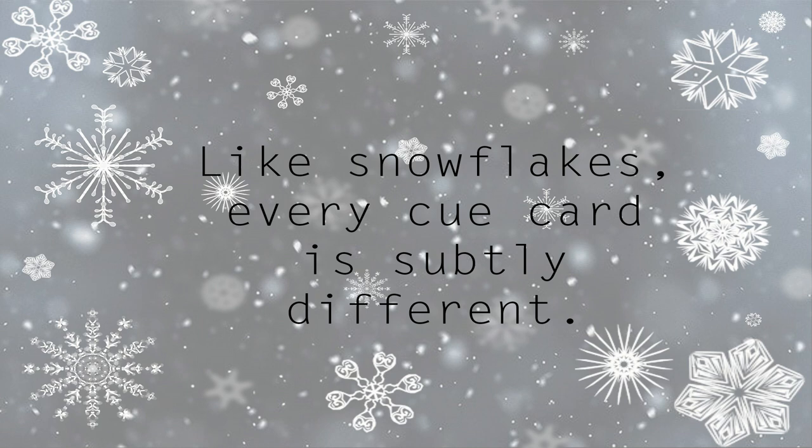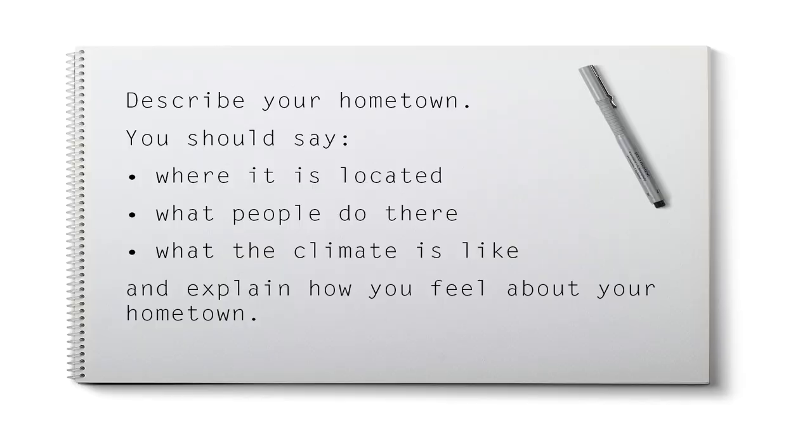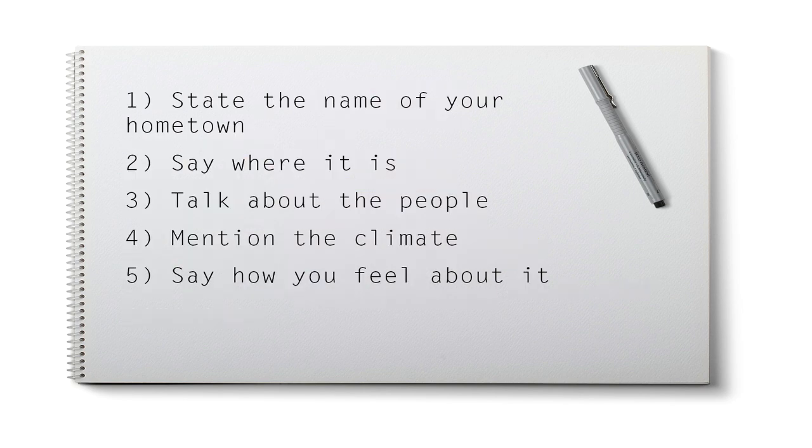The cue card that we're looking at today is pretty simple. Let's see it again. There is nothing here that is misleading, and I think that everyone should be able to answer this question because we all have a hometown. Anyway, it is worth thinking about what you must do. You must state the name of your hometown, say where it is, talk about the people, mention the climate, say how you feel about it. Certainly you can add more to that list, but you don't really have to. You should try to go through the points on the cue card and talk about them in order, because this will give you a good framework for speaking.